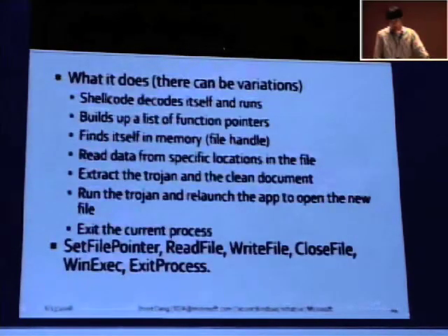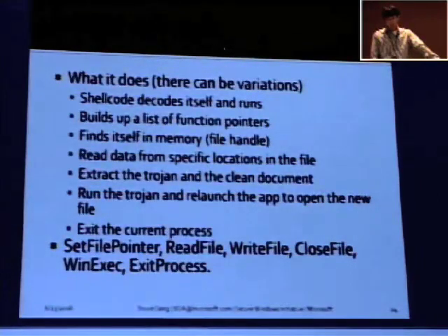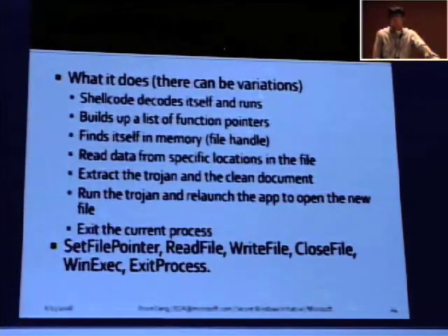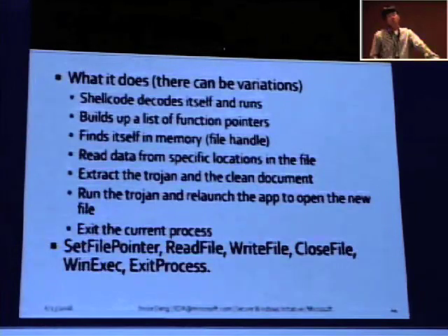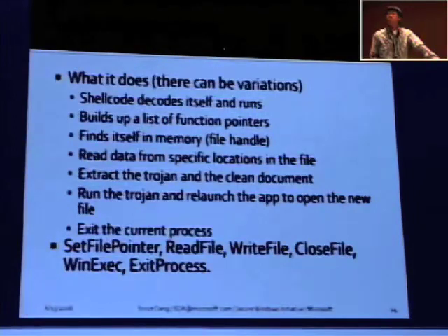All right, so here's what it does. Shellcode runs, decodes itself, builds up a list of function pointers it needs: CreateFile, SetFilePointer, WriteFile, WinExec, CreateThread. Sometimes GetTempPath or something like that to get your temp directory. So that's what it'll do. It'll extract the Trojan and then write it to the temp directory.